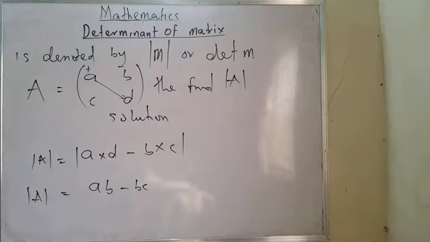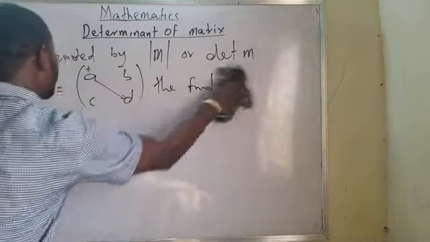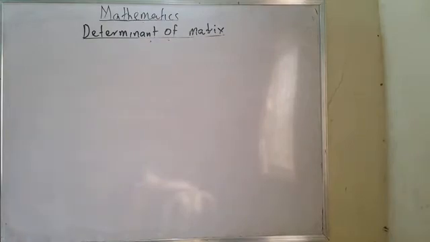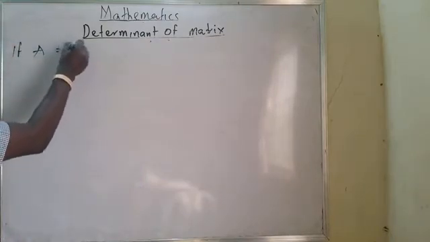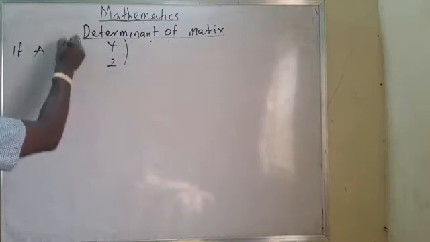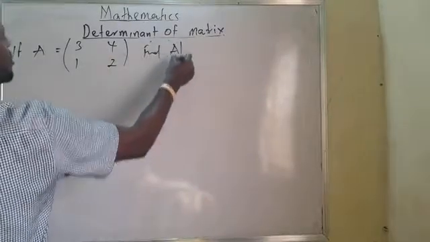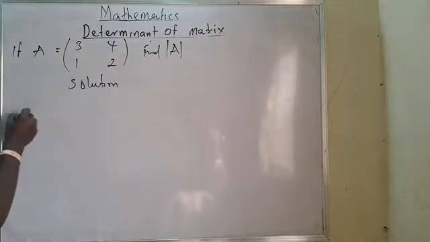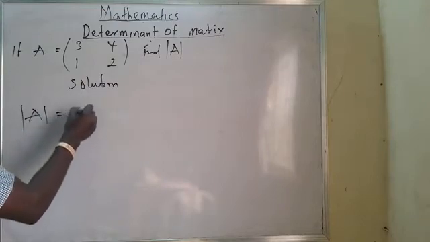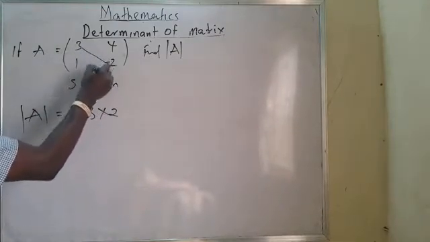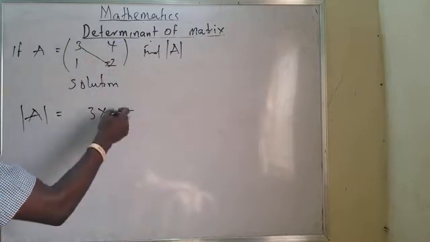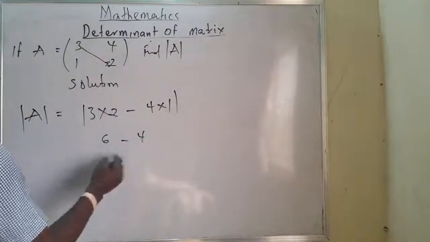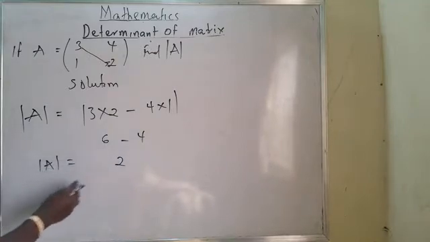I'm talking in form of analysis here. Let me try to generate 1 or 2 questions to illustrate that point. For instance, if A equals the matrix 3, 4, 1, 2, and find determinant of A. Solution to this: determinant of A will be equal to 3 multiplied by 2, minus, on the second stand it's always minus, 4 multiplied by 1. We have 6 minus 4, which my answer will be 2. It means the determinant of this particular matrix is 2.